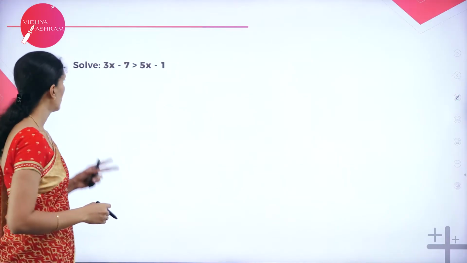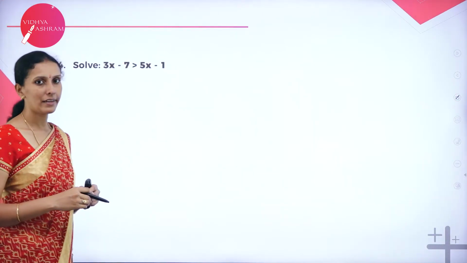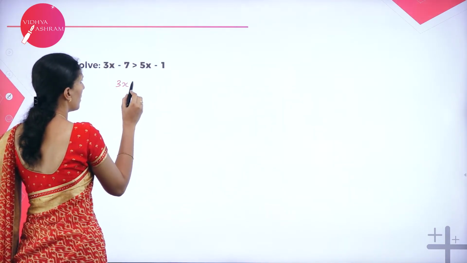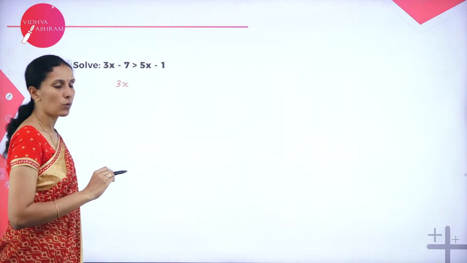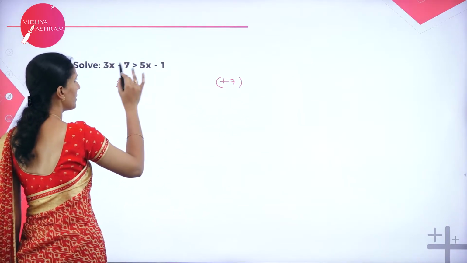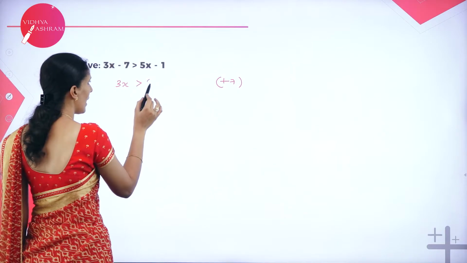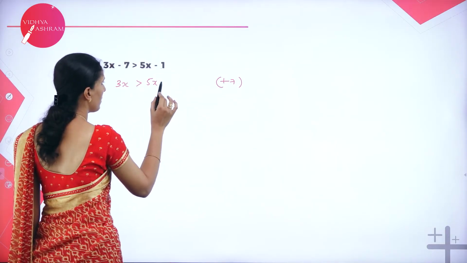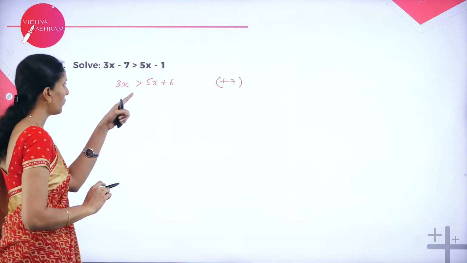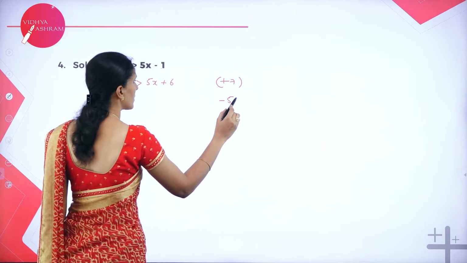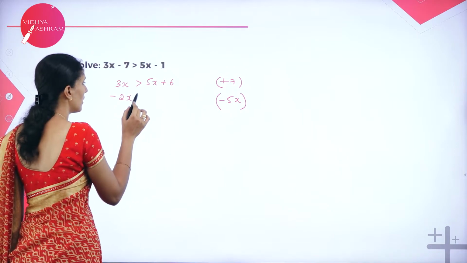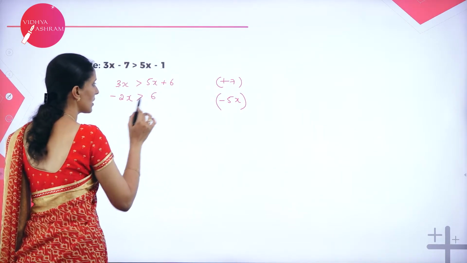Next question. Solve 3x minus 7 greater than 5x minus 1. For this, here 3x, I don't need minus 7, so I will add plus 7 on both sides. If you add plus 7 on both sides, minus 7 plus 7 cancels, greater than 5x. Minus 1 plus 7 becomes plus 6. Next, on your right hand side, I don't need 5x here, so subtract 5x on both sides. 3x minus 5x is minus 2x, greater than 5x minus 5x is 0, and 6 you have.